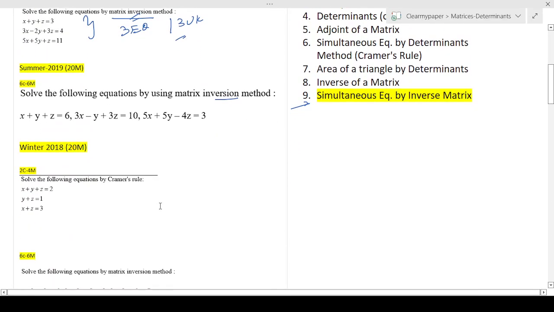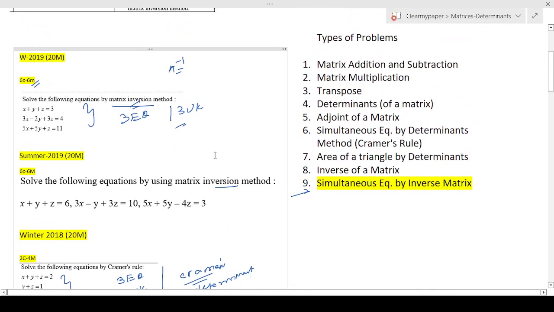In contrast, I've just kept an example here where they might give you the same set of equations, which also comes in exams for 4 marks. You get 3 equations and 3 unknowns, the same pattern, but for 4 marks it will be using Cramer's rule. Cramer's rule is nothing but solving using the determinant method. The same answer we can get using the matrix inversion method. So that's a difference. Don't get confused and mix up your methods.